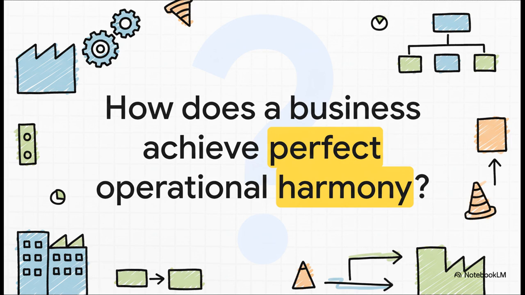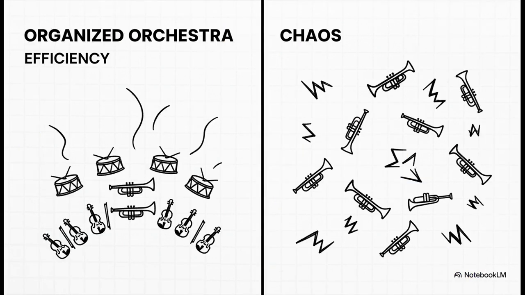So that's the big question, right? How does any business get to that state of, well, perfect operational harmony? It's a massive challenge, and a huge piece of the puzzle is something we almost never think about: the physical layout of the place. A great way to think about it is like arranging an orchestra. When every instrument and every musician is in just the right place, you get this incredible symphony of efficiency. But if the arrangement's off, all you're going to get is noise and chaos. That's exactly what we're diving into today, the art and science of that arrangement.